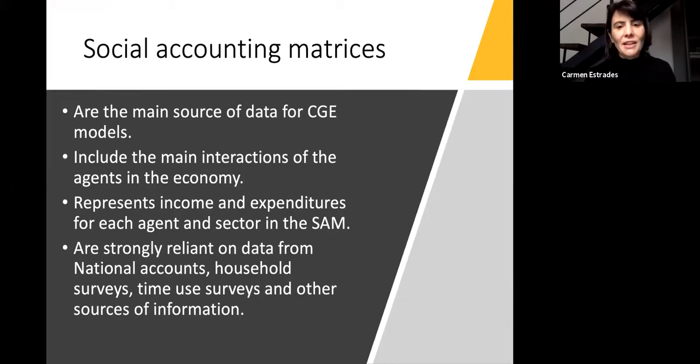And we also know that these tools are very data demanding. So we rely a lot on data from national accounts, household surveys, for this type of gender-specific SAMs. We also use time use surveys and other sources of information. So we have a first constraint to develop these tools, which is the availability of this information.